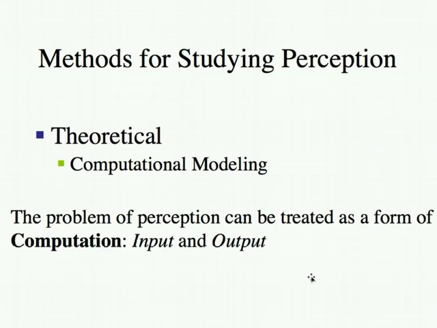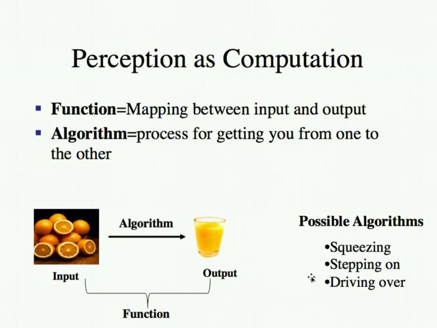And finally, we discussed theoretical or computational approaches to studying perception. And this is to think about perception as being essentially computing what we call a function, a form of computation, which is taking an input, which is the sensory input, and producing an output, which is either what we can think of as the perception or even the behavioral output. So we talked about a function as being something where there's a mapping between some input and some output.